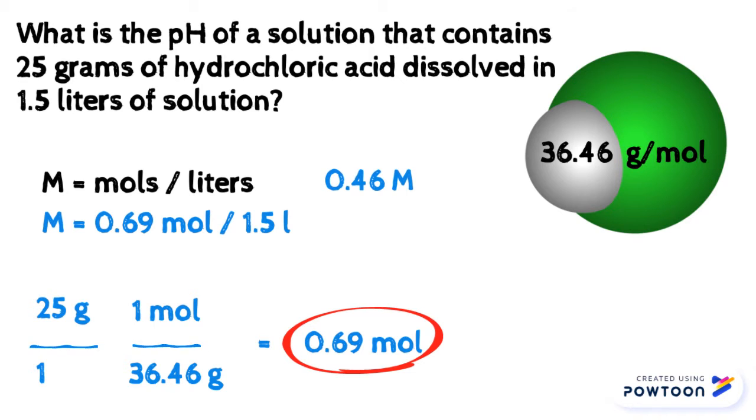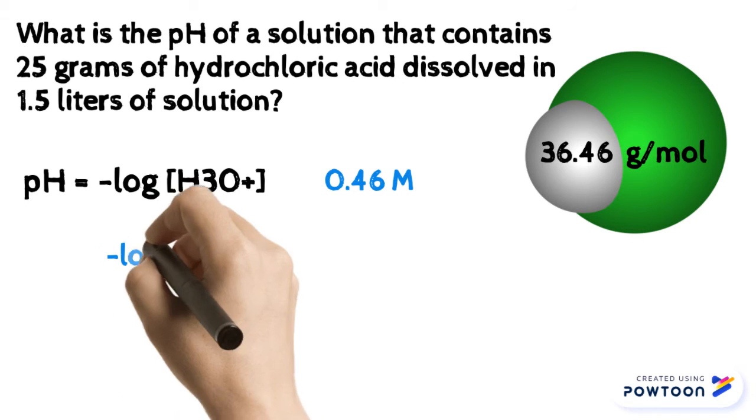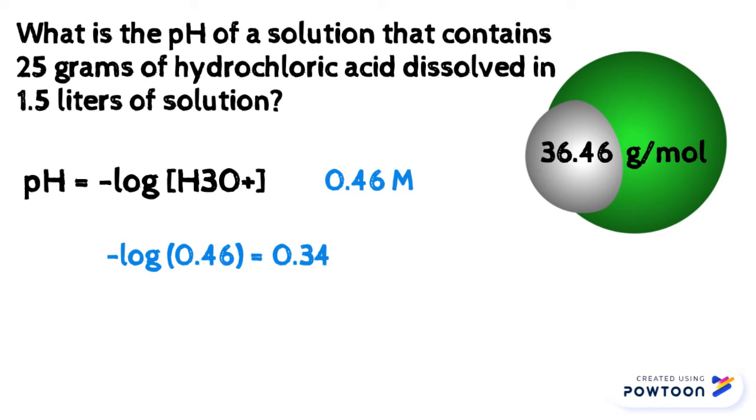This is 0.46. Now we can use our previous equation, pH equals negative log of molarity. The negative log of 0.46 is 0.34, with the appropriate significant digits. Thus, the pH of the solution is 0.34, making it very acidic.